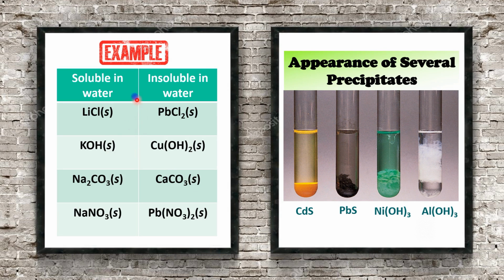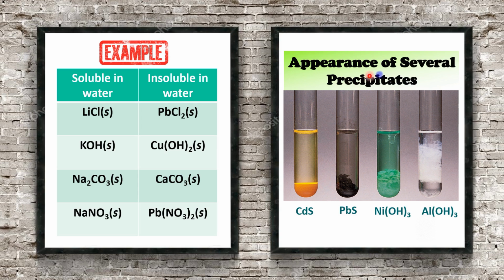Alright, so here are examples of compounds that are soluble in water and compounds that are insoluble in water. Lithium chloride is soluble in water, whereas lead(II) chloride is insoluble in water. Potassium hydroxide is soluble in water, whereas copper(II) hydroxide is insoluble. Next, sodium carbonate is soluble in water, however calcium carbonate is insoluble in water. And then sodium nitrate is soluble in water, whereas lead(II) nitrate is insoluble in water.